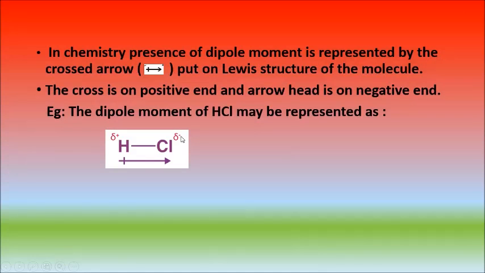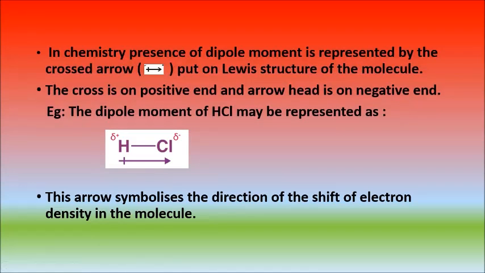When we are asked to show the presence of a dipole moment, we have to put a crossed arrow over this. So where is the cross? It's on the positive part, and the arrowhead will be on the negative end. This way we can explain the dipole moment in any molecule. This arrow symbolizes the direction of the shift of electron density in the molecule. That means we can understand how the electron density is distributed through this arrow, and where it is more through the arrowhead.